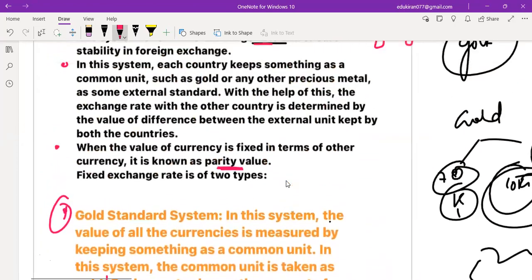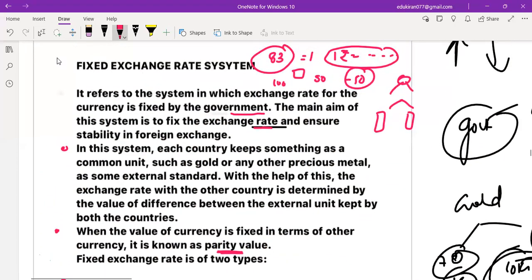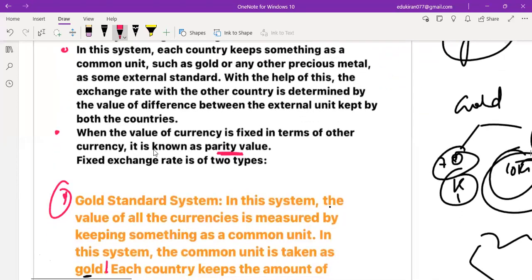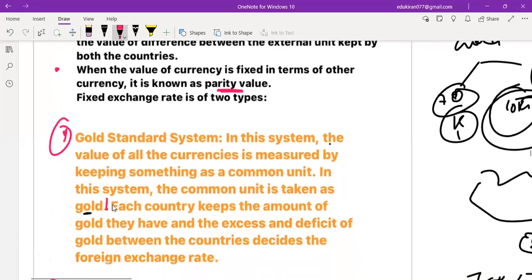Yes, ma'am. First of all, you will write this: foreign exchange rate. First one, you will write this, and then it is basically of two types: gold standard and adjustable peg system.